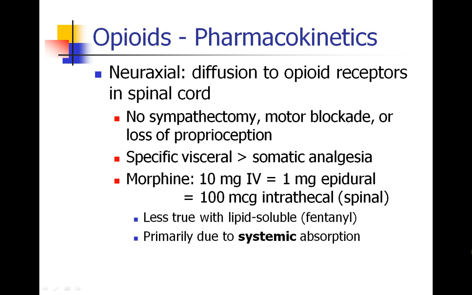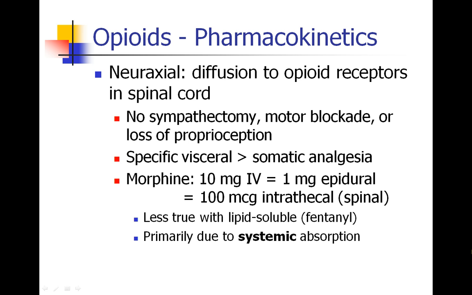Opioids can also be administered axially, which means in the epidural or the spinal space. These drugs then diffuse to the opioid receptors that are in the spinal cord, and this has a lot of advantages. When we use an opioid in the spinal cord, compared with, say, a local anesthetic, we don't get a sympathectomy, we don't get any motor blockade, we don't get loss of proprioception, we don't really get numbness, and these are all what we usually think of as negative side effects of local anesthetics in the neuraxial space.